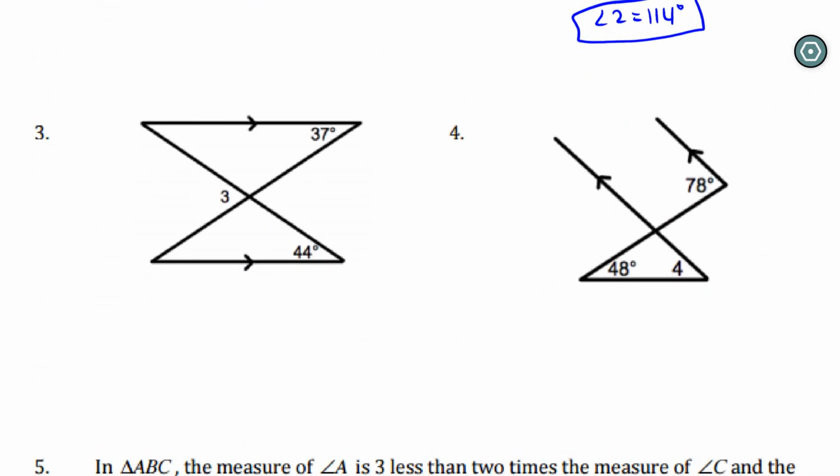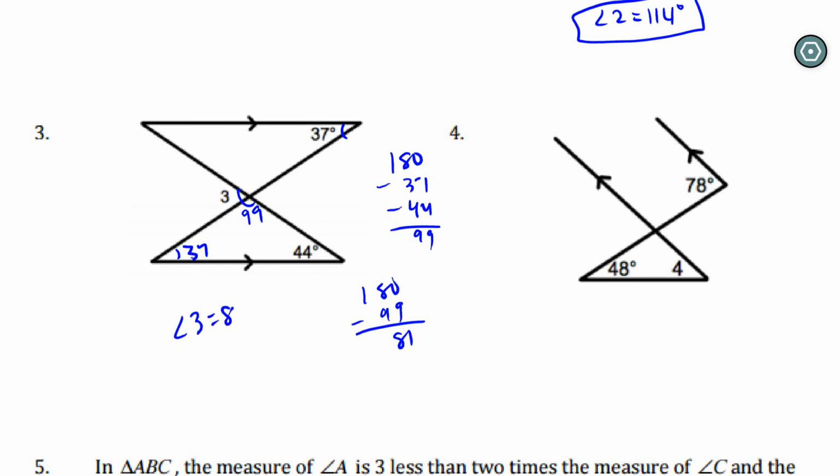Parallel lines, alternate interior angles here to here. I see a triangle. Triangles have angles that add up to 180. So 180 minus 37 minus 44, whatever that comes out to be, we get 99. So 99 is the third angle of that triangle. I then see a linear pair here. So if I do 180 minus 99, I wind up getting 81. So angle 3 is 81 degrees.